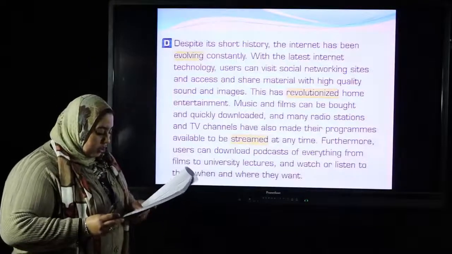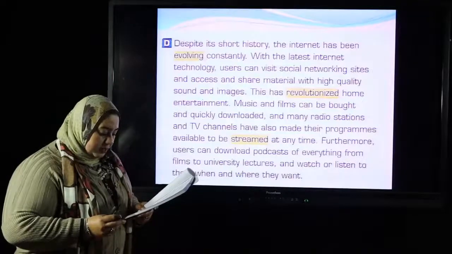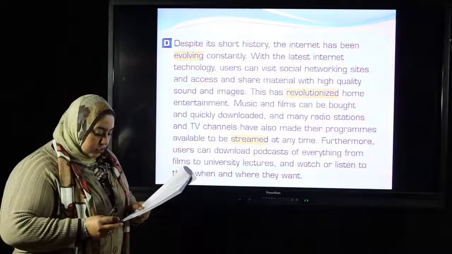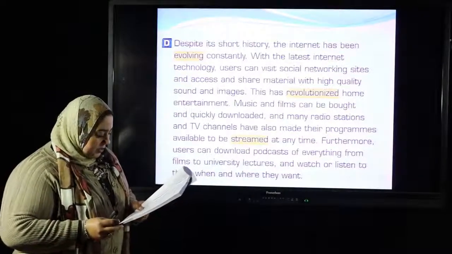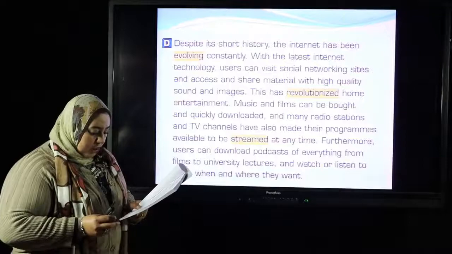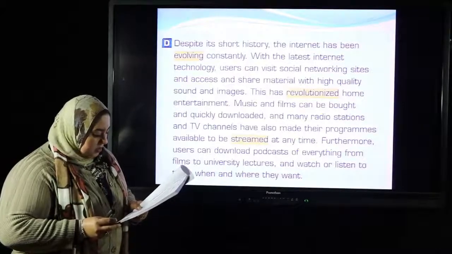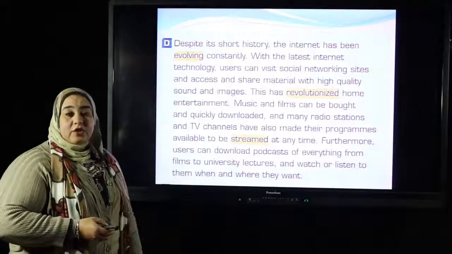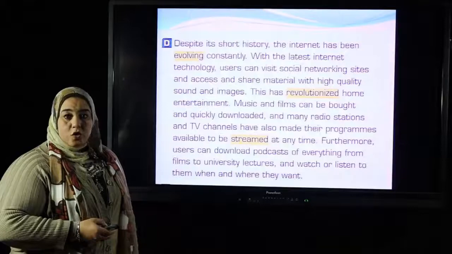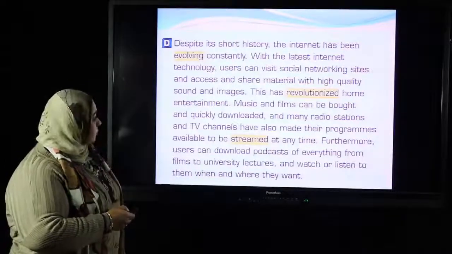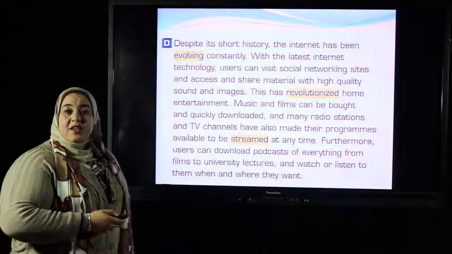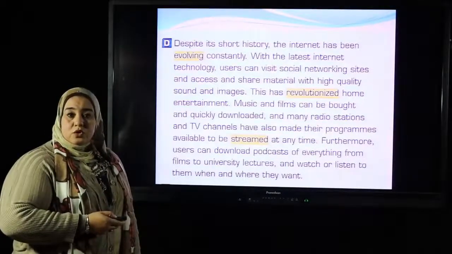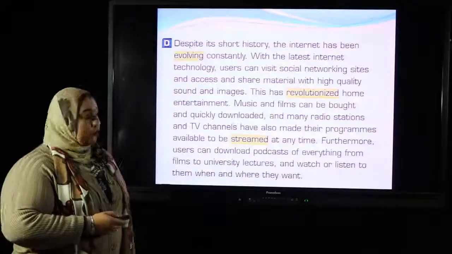Then, despite its short history, the internet has been evolving constantly. With the latest internet technology, users can visit social networking sites and access and share material with high quality sound and images. This has revolutionized home entertainment. Now you can entertain yourself while you are at home using the internet. This was a great revolution that happened, to entertain yourself while you are at home.